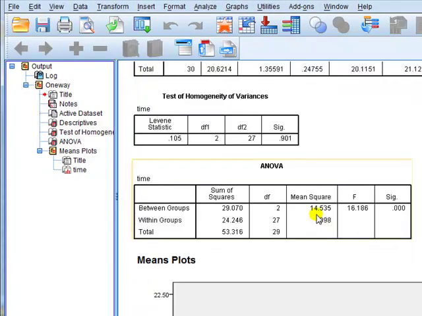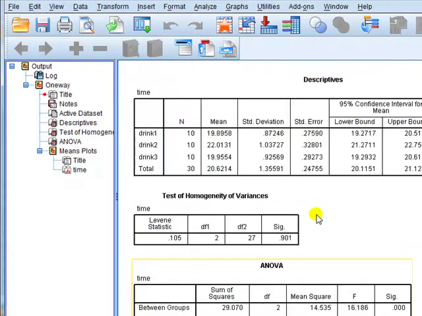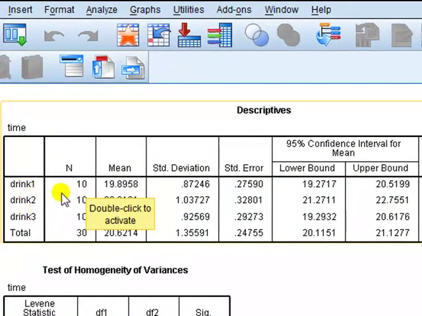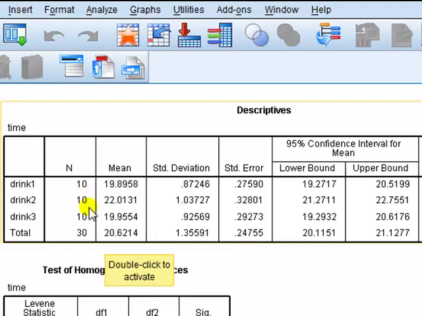Okay, so we now have three boxes and one chart, one graph. The descriptives tell us that with drinks 1, 2, 3, there are the same number of participants, being 10. So this makes it a balanced design. 10, 10, 10, equal participants in each. You can see that the mean for drink 2 is higher at 22 compared to drinks 1 and 3, which are around 20. The standard deviations are of a similar scale.